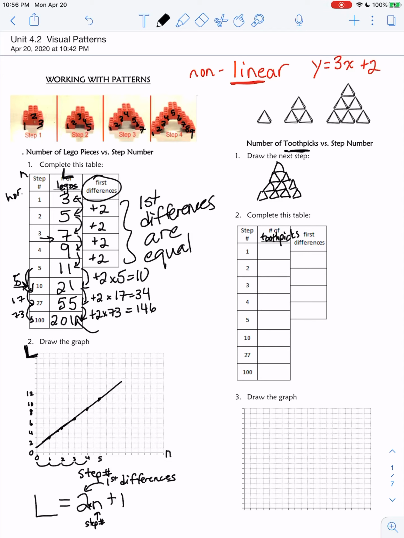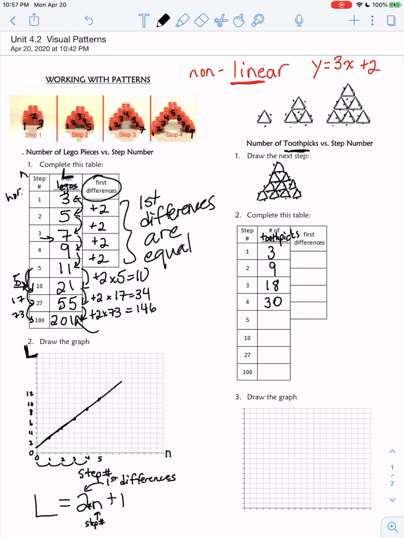Step number 1, I count 1, 2, 3, 3 toothpicks. Step number 2, I count 9 toothpicks. Step number 3, I count 18 toothpicks. Step number 4, I count 30 toothpicks.